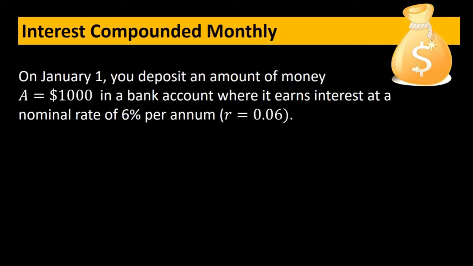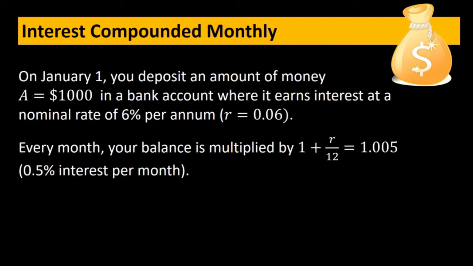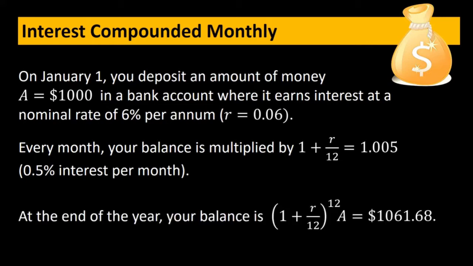So let's try compounding interest monthly. Every month we earn 0.5% interest. That's the annual rate divided by 12. So every month our balance is multiplied by 1.005. And after a year, our balance is multiplied by 1.005 to the 12th. Our year-end balance is now $1,061.68. Again, a slight improvement of 32 cents over the quarterly compounded interest.